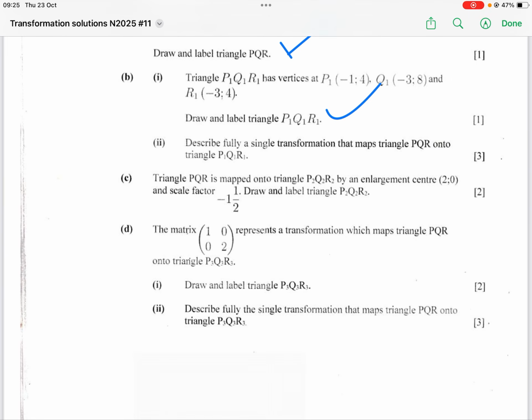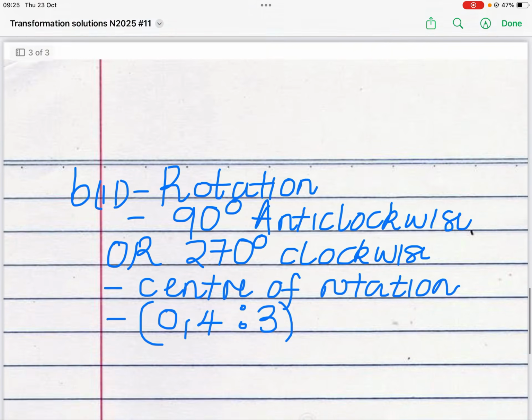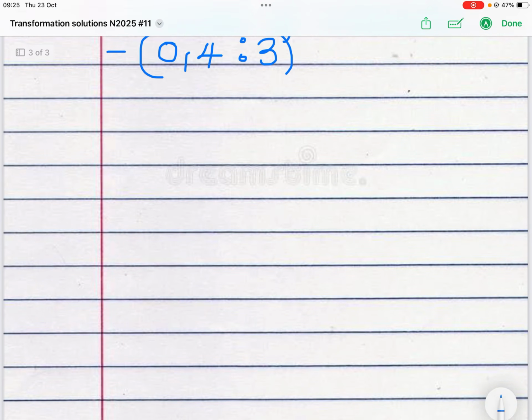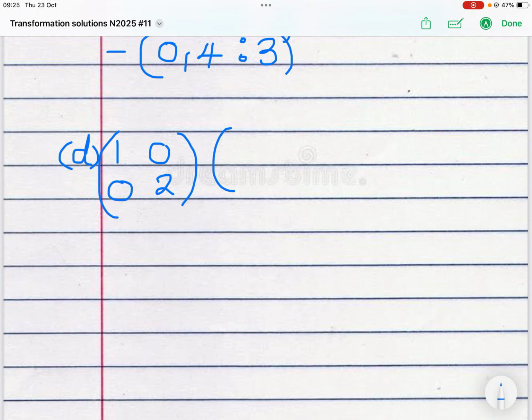So this one requires us to pre-multiply the coordinates of the object by this matrix, right? So let us calculate here. We want to find the coordinates of Q3, R3, P3, right? So we say (1 0; 0 2) times (2 4 2; 2 6 6).